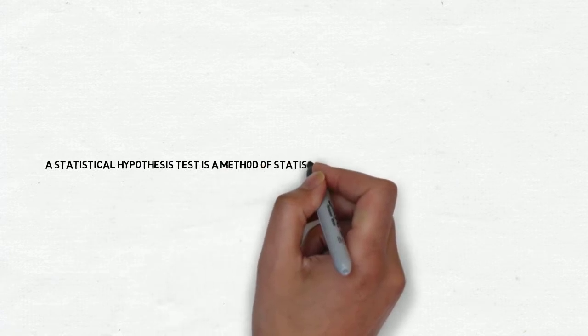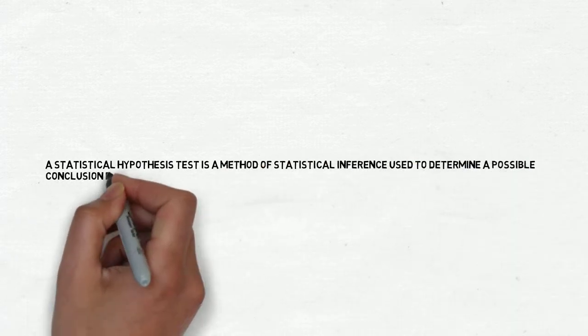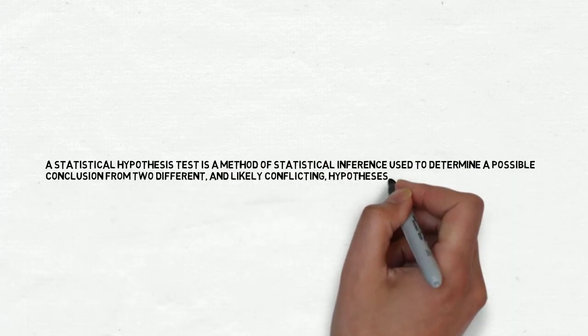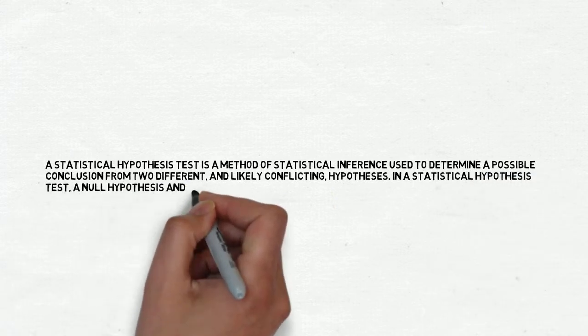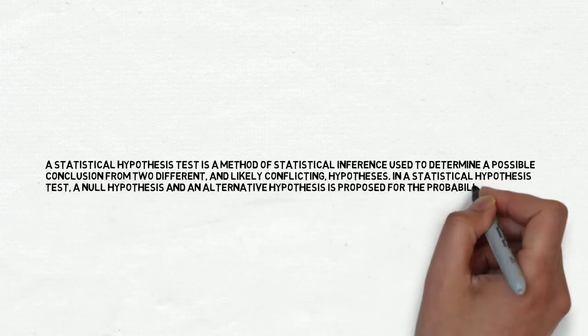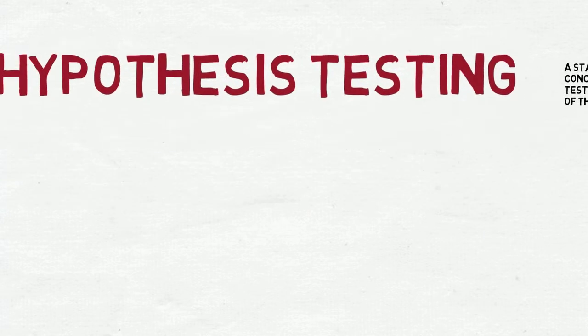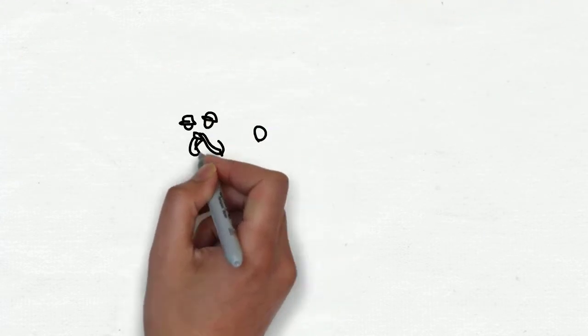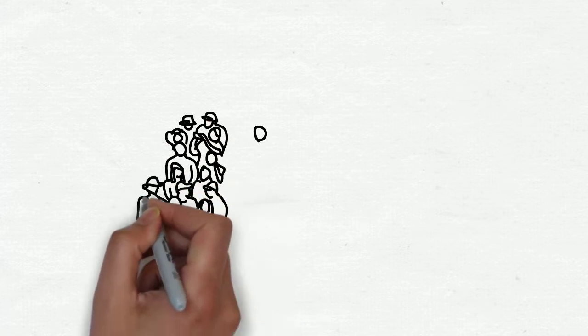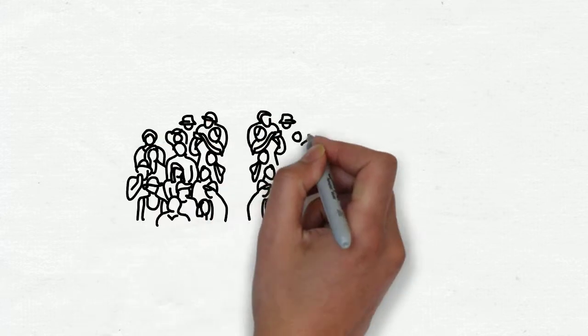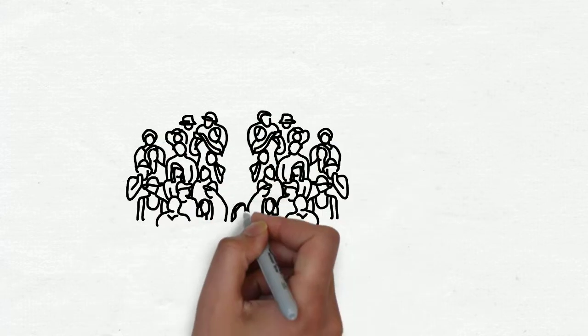In general definition, it is a method of statistical inference used to determine a possible conclusion from two different, likely conflicting hypotheses. In a statistical hypothesis test, a null hypothesis and an alternative hypothesis are proposed for the probability distribution of the data. In simple terms, it is a way for you to test the result of a survey or experiment to see if you have meaningful results.